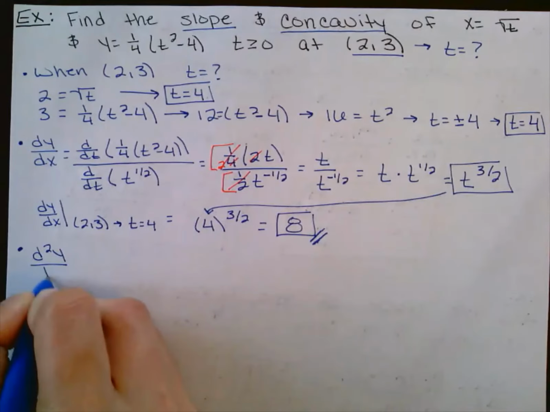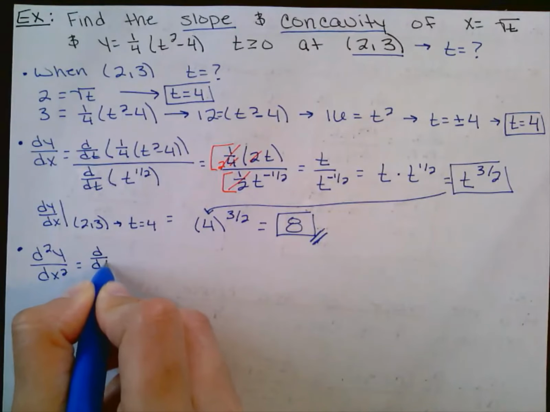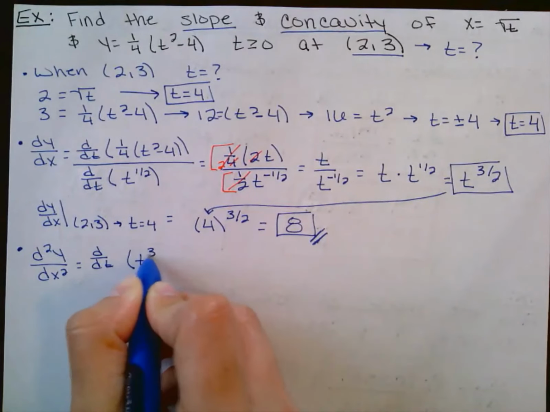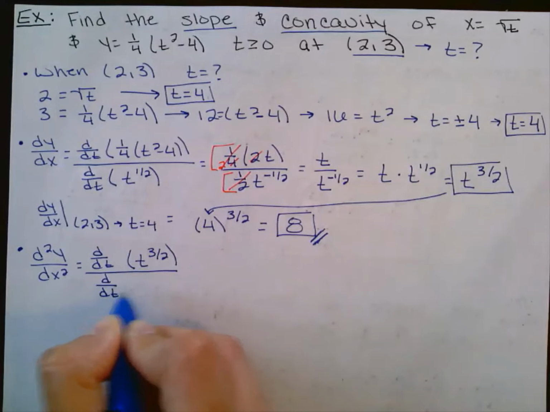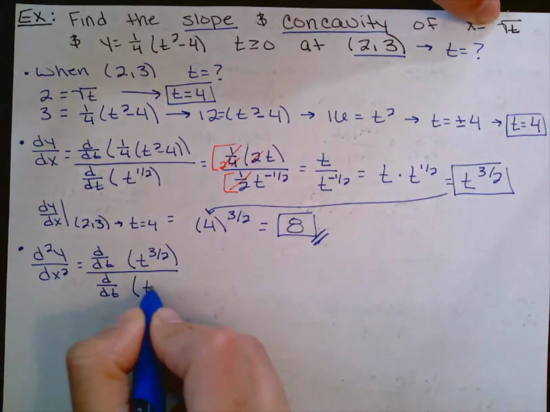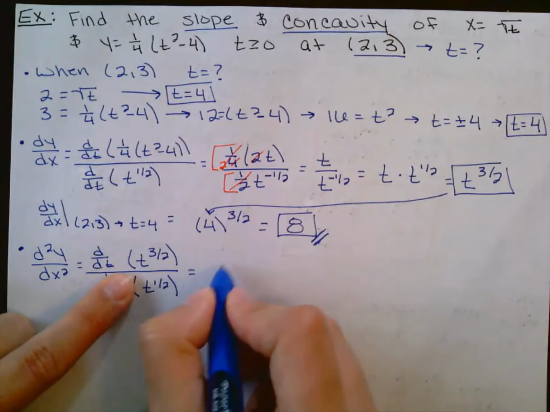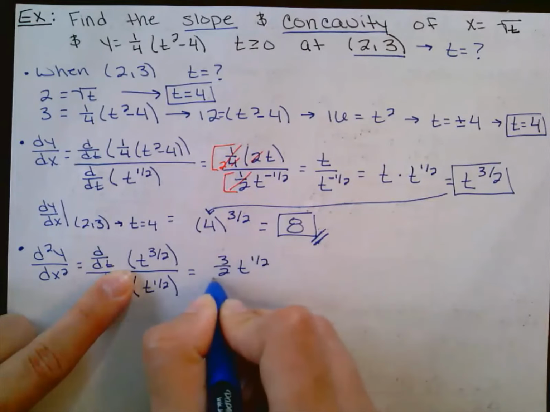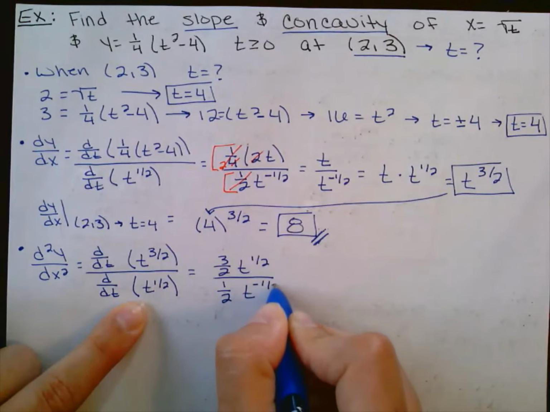So the second derivative is going to be the derivative of the first derivative, which is t to 3/2 over the derivative of the x, which my x was square root of t, which I'm going to write as t to the 1/2, which we already have the answer to that. So I'm going to go ahead and do power rule here, which is 3 over 2 t to the 1/2 divided by, derivative here is half t to the negative 1/2.